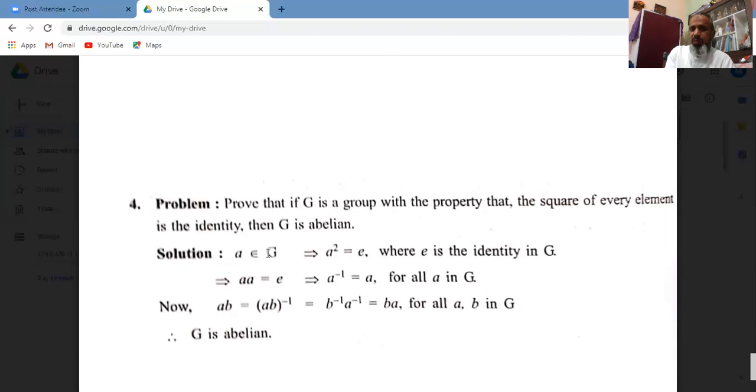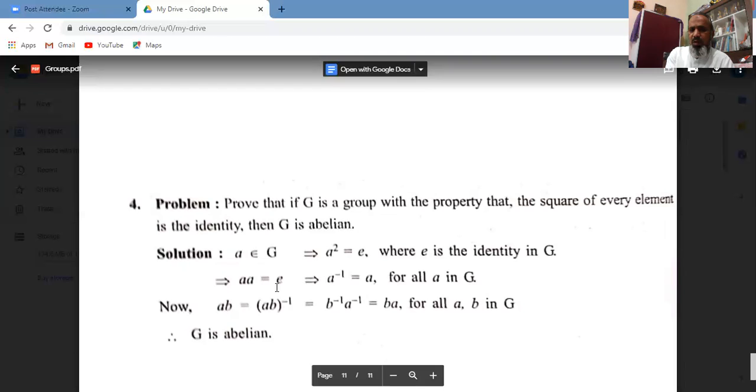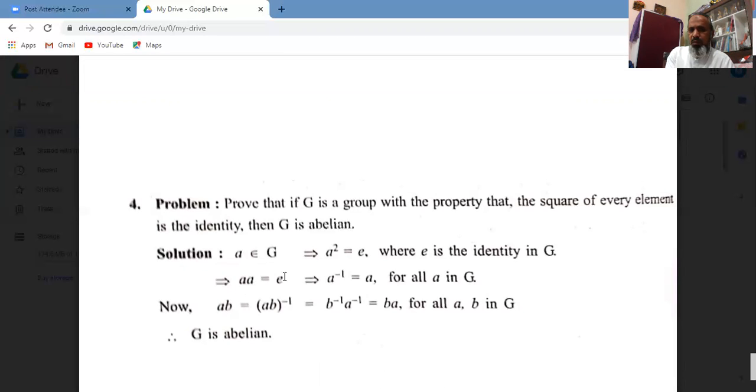So A belongs to G implies A square is equal to E, where E is the identity in G. So what is A square? A square is equal to A into A. A into A is equal to E. So what is A? A is nothing but the inverse of A. So A inverse is equal to A for all A belonging to G. So this is the property of inverse. If A into A is equal to the identity element, then A is the inverse of A. So A inverse is equal to A.